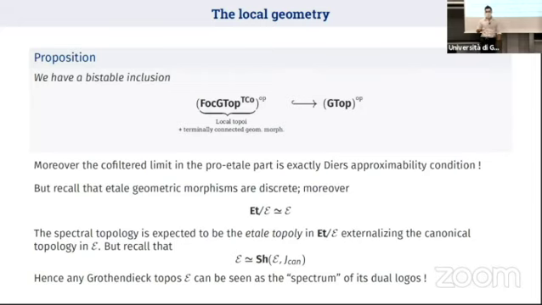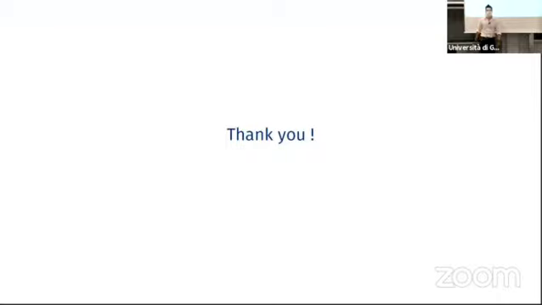But this is just an externalization of the canonical topology, and by a well-known result exhibiting any topos as a sheaf topos over itself with the canonical topology, you will know that in some sense, any Grothendieck topos is the spectrum of the logos it corresponds to. That is, of itself, but seen as the opposite category. And that's all, and thank you very much.